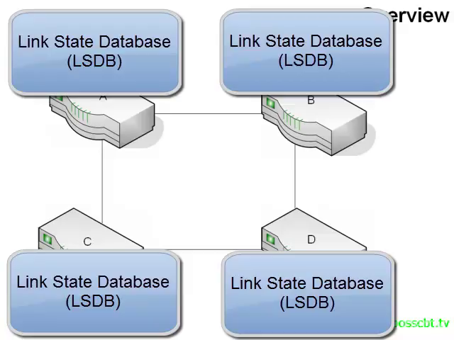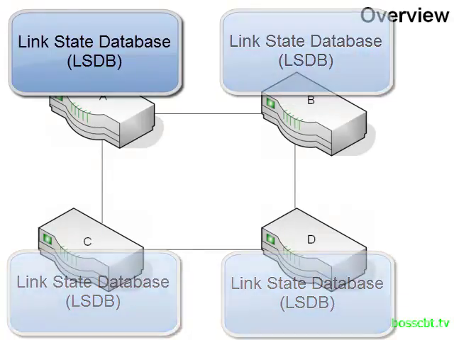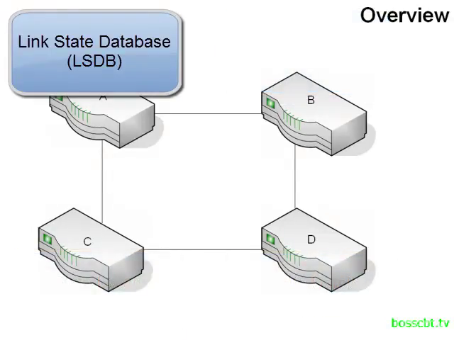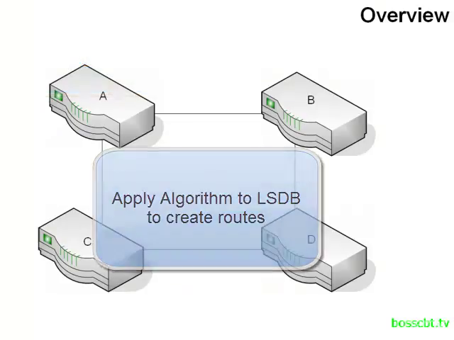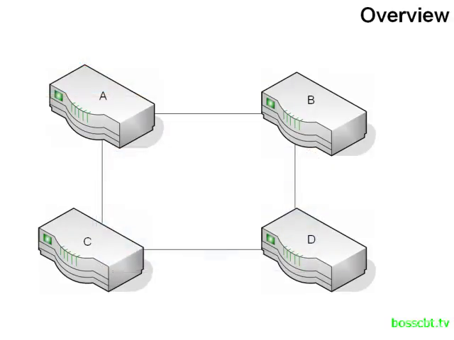Now, after this database is built, each router is going to run an algorithm on the data in the database. And the result is they then create their routes, the best routes to each destination. And once that's done, those routes are put into the routing table. So that is an overview of how link states work. Let's take a look at how neighbors are formed and take a closer look at those advertisements, the LSAs between them.